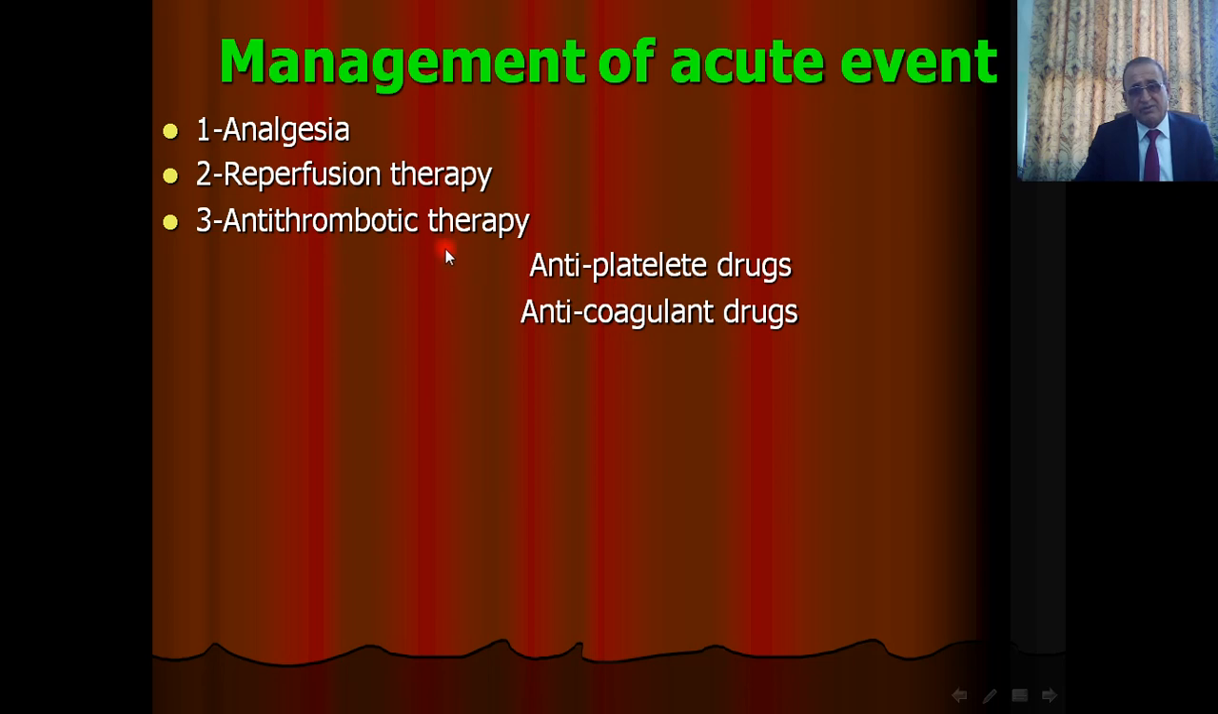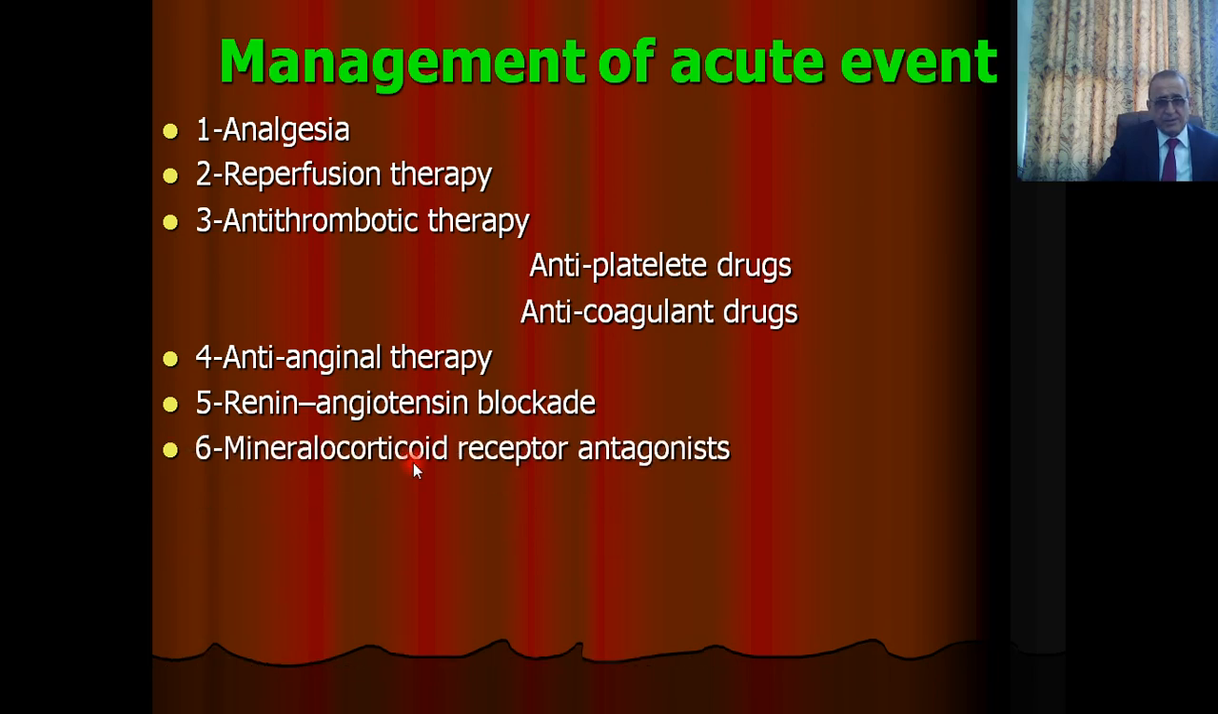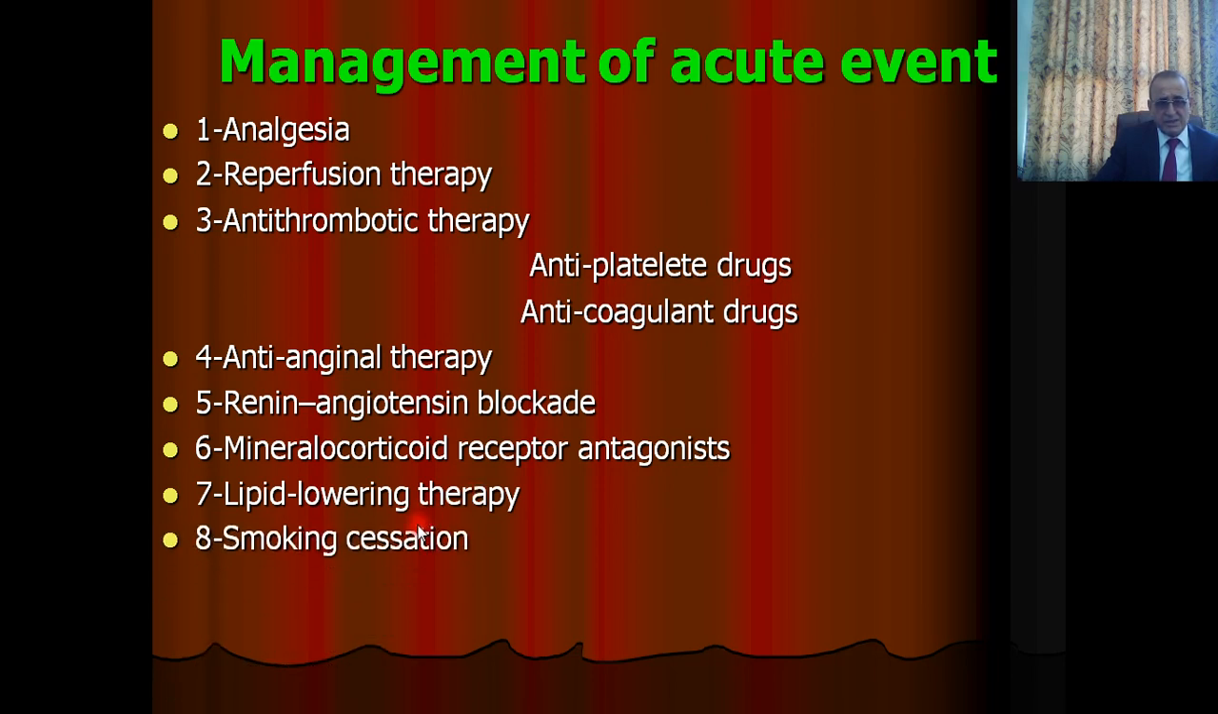Anti-anginal therapy is not a routine for all patients. Certain patients need these drugs. Renin-angiotensin blockade is in certain patients, most of them. Mineralocorticoid receptor blockade in some of them. Lipid-lowering in all of them. Smoking cessation in all. Diet and exercise in all, and rehabilitation.